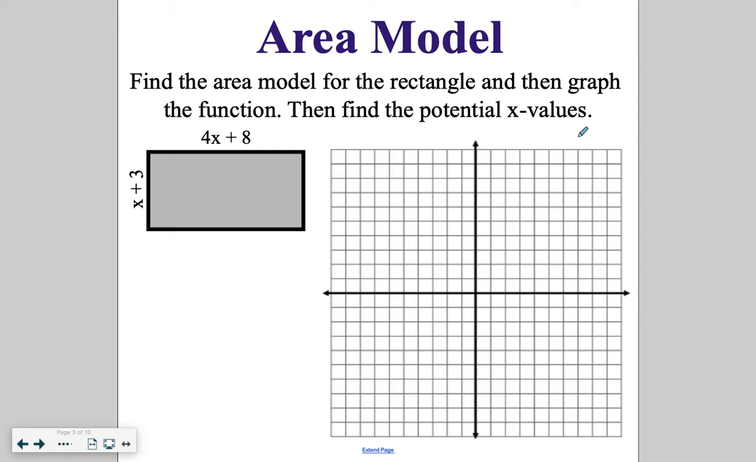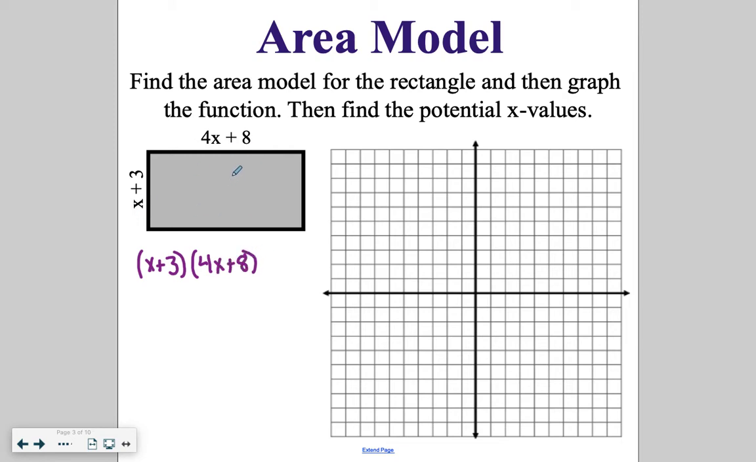So, finding the area model for the rectangle, then we're going to graph the function. Then we're going to calculate the potential x values to plug into this function. So starting with modeling the rectangle, this is going to take us back to chapter 7, part 1, where we need to use our FOIL method to multiply the two binomials that they give us.